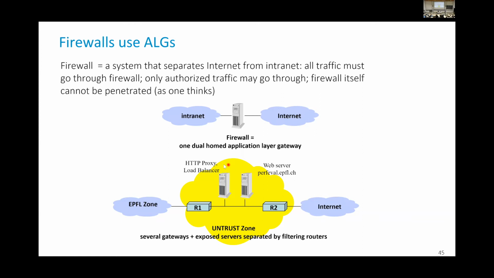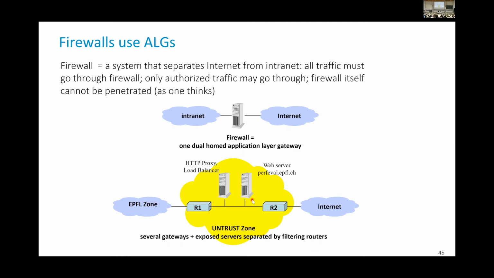Application layer gateways are also very often used in what is called untrust zones. EPFL has that. Practically all companies have that. We typically do not connect the intranets to the rest of the world without any precaution. And for example, many servers of EPFL on which we do Lab 3 are not on machines that are open to the entire world. They are in the EPFL zone here.